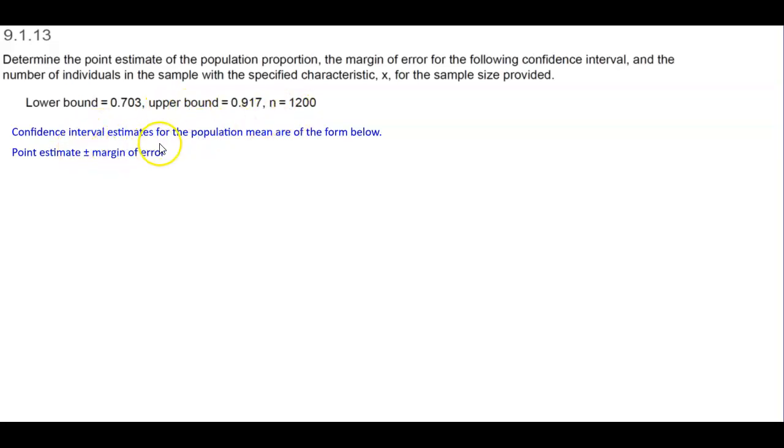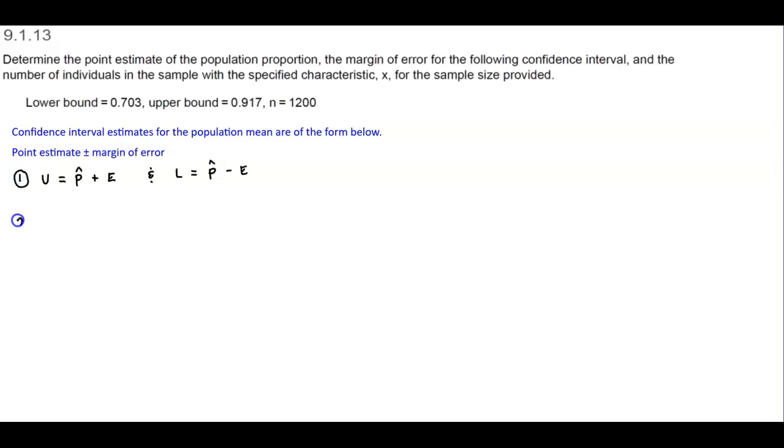Now, confidence interval estimates for the population mean are of the form below. We take the point estimate plus the margin of error, and also minus the margin of error. Since we're given the upper and lower bound, the upper bound, which we'll call u, is equal to the point estimate plus the margin of error. And the lower bound is equal to the point estimate minus the margin of error.